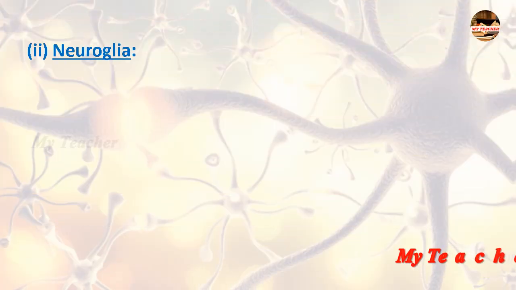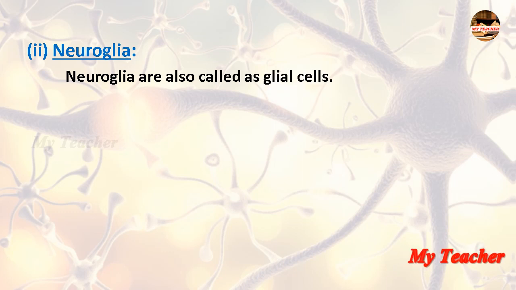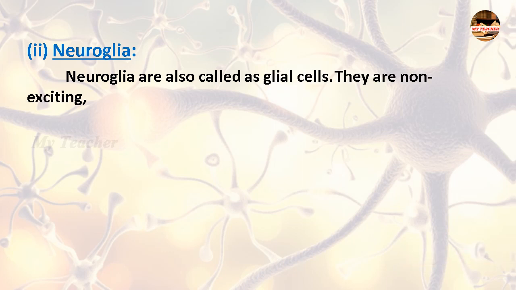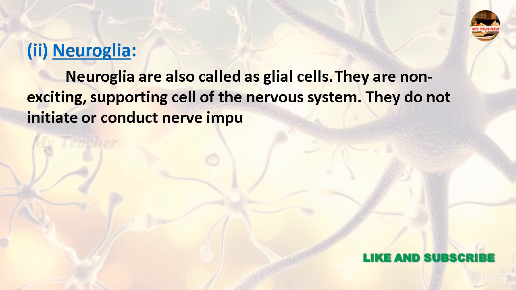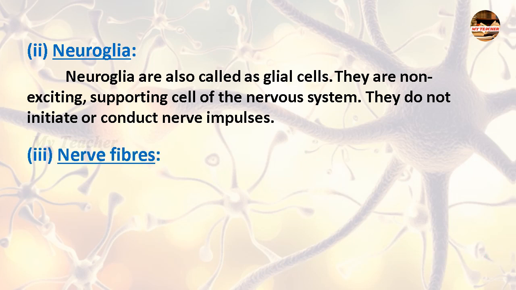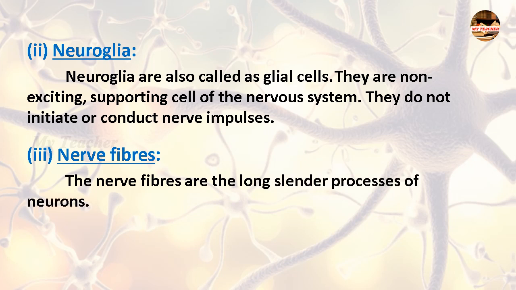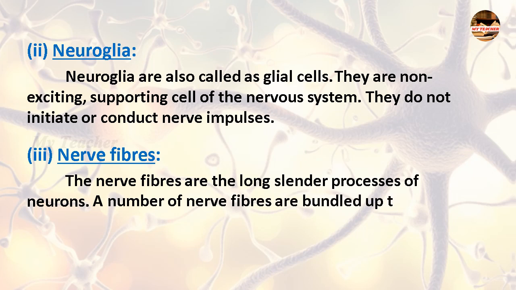Second one, neuroglia. Neuroglia are also called as glial cells. They are non-exciting supporting cell of the nervous system. They do not initiate or conduct nerve impulses. Third one, nerve fibers. The nerve fibers are the long, slender processes of neurons. A number of nerve fibers are bundled up together to form nerves.